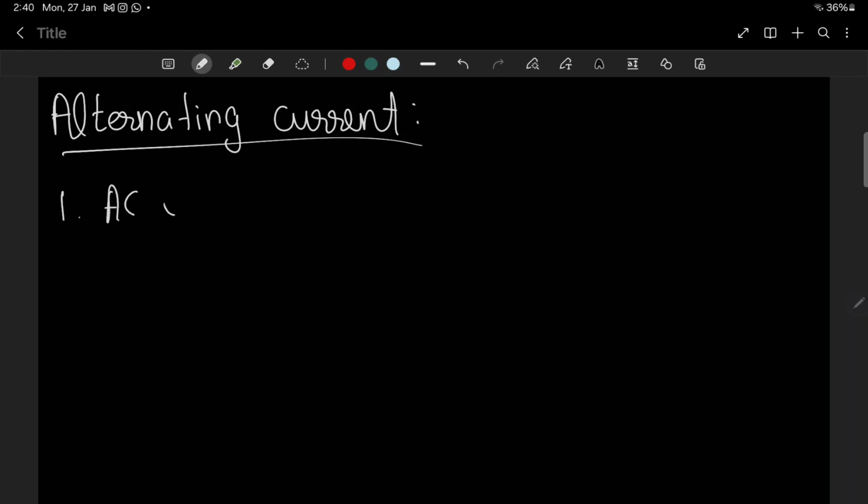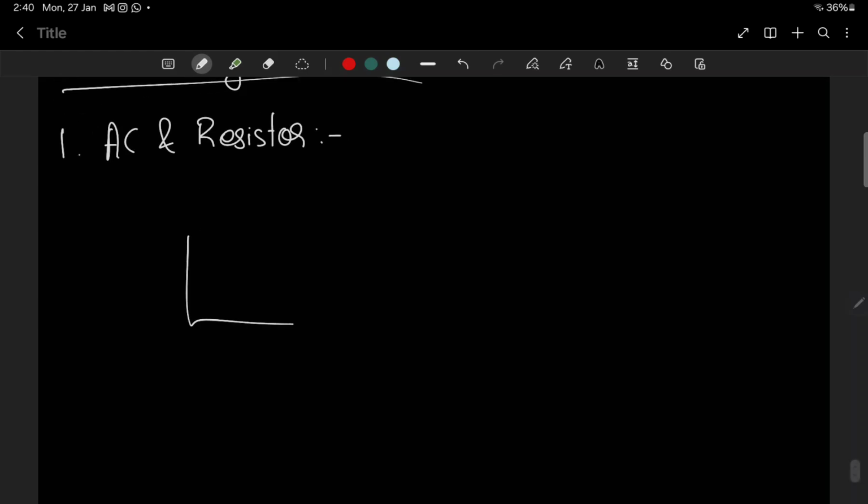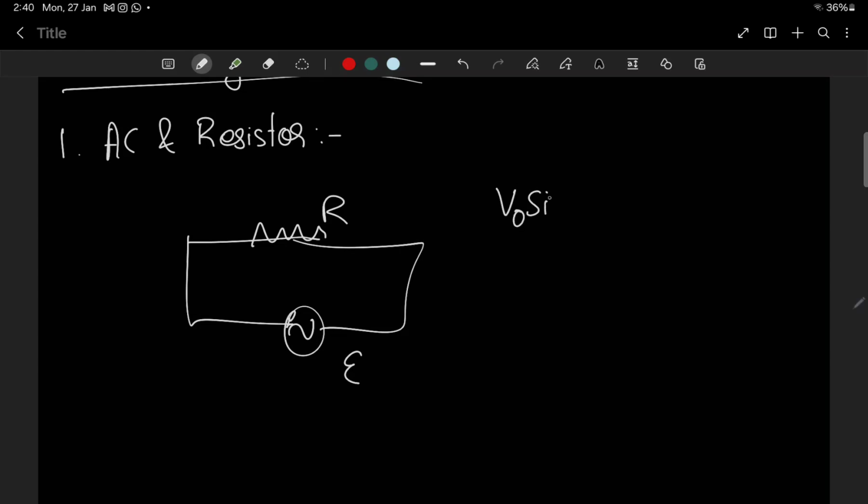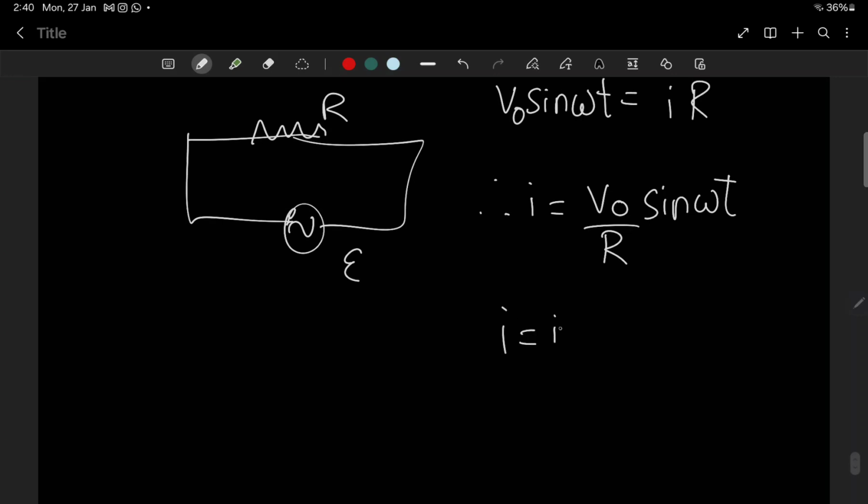AC and resistor. It's a simple one. We have our AC voltage connected to a resistor of R. If you apply Kirchhoff's law, you get V naught sin omega t equal to I into R. Therefore, I equal to V naught by R into sin omega t. This V naught by R, we note as I naught. So I equal to I naught sin omega t. Understood?